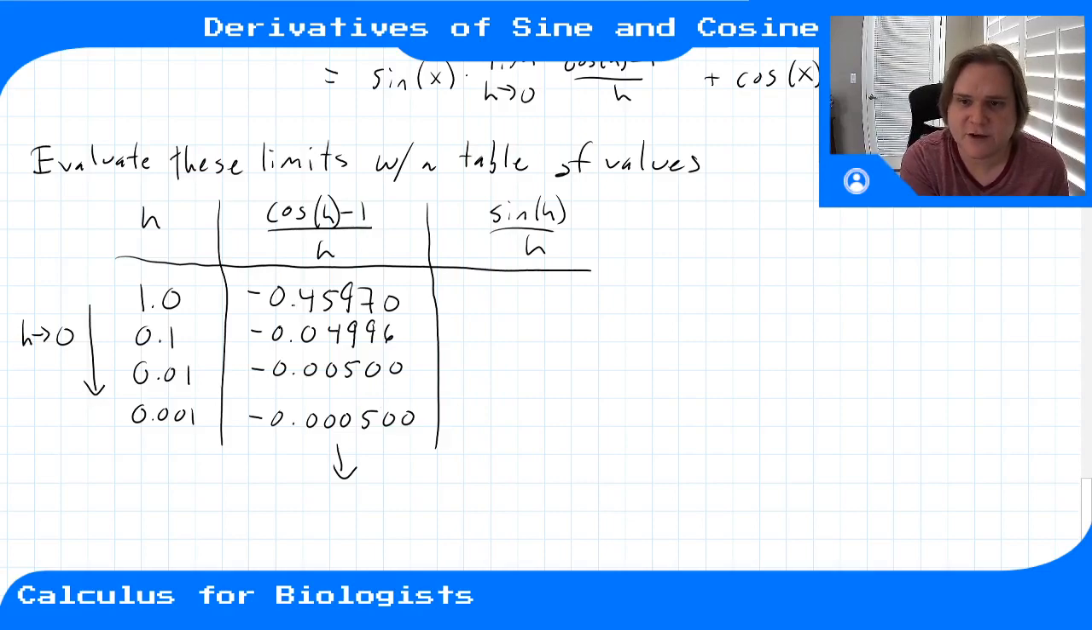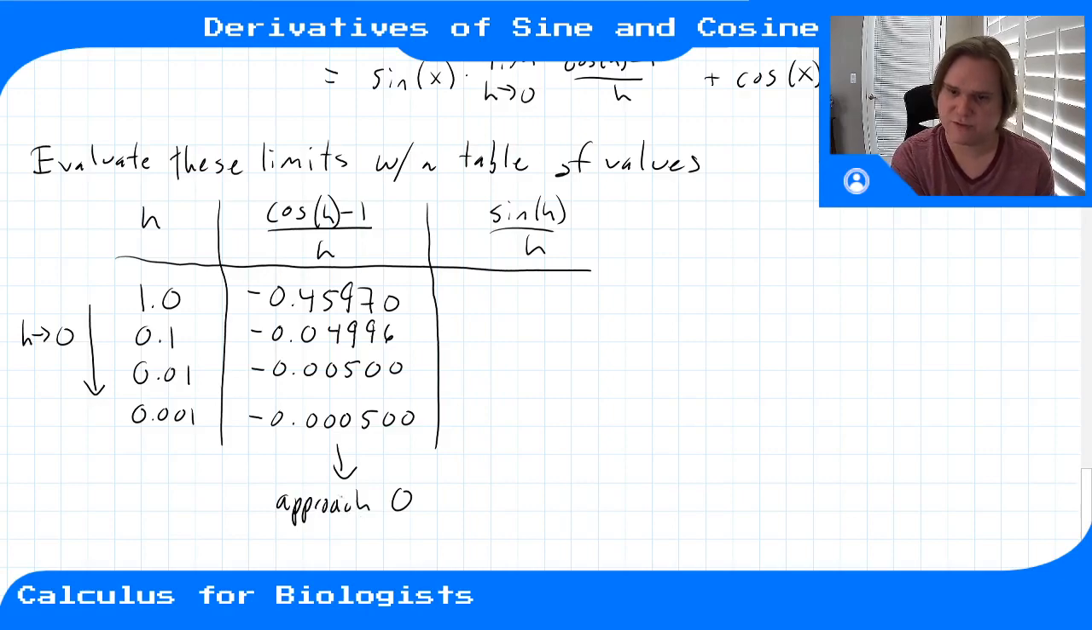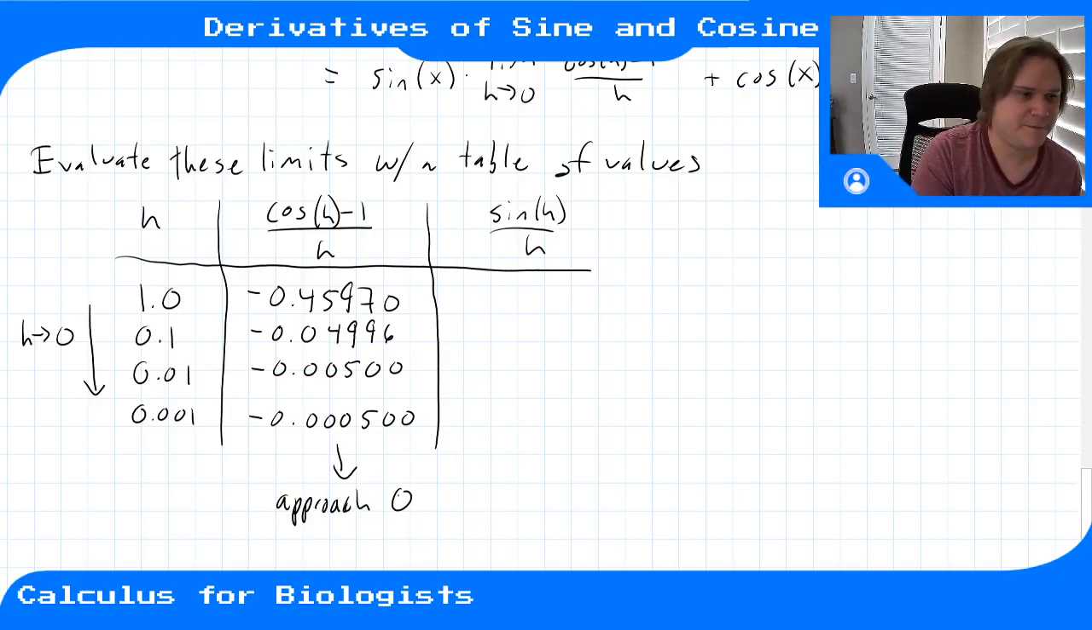They're starting at negative 0.4, about negative 0.5. Then they go negative 0.05, negative 0.005, negative 0.00005. Right, so these approach 0. Did I spell that right? Approach. Yes, they approach 0.